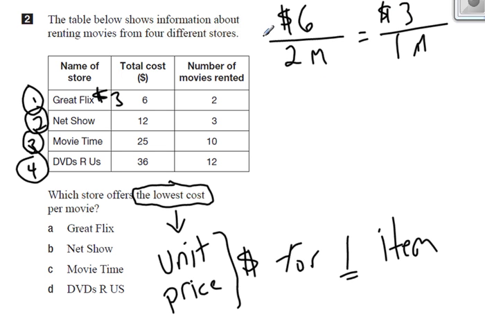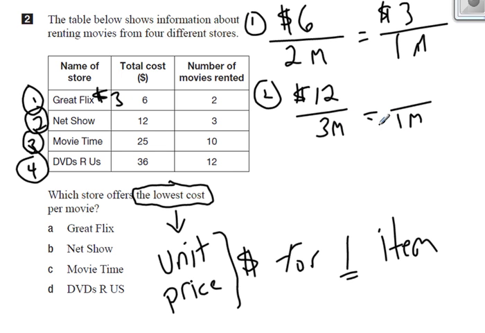So let's look at store number 2. Again, dollars always go on top. $12 for 3 movies means that for one movie, 12 divided by 3 is $4. So this place was $4 per movie.